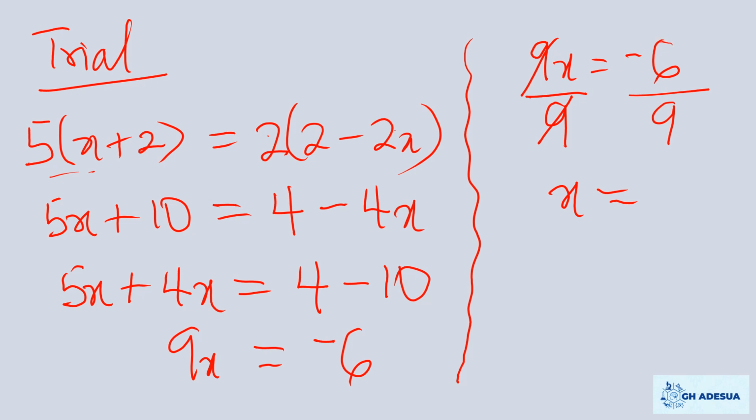Outright you can see 3 can divide. So 3 into 6 is 2. 3 into 9 is 3. So you have negative 2 over 3. And that is the answer. I know you got this right. So let's clap for ourselves.